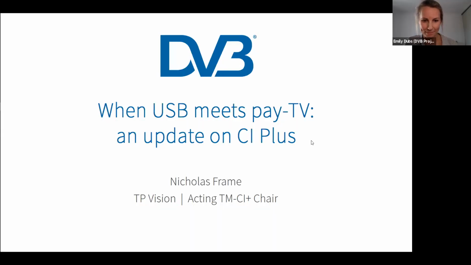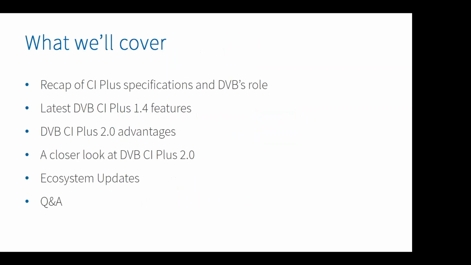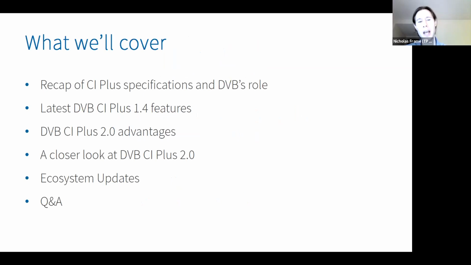All right. So welcome, everyone. So here are the topics we'll be discussing today. We'll start with a quick recap of the different CI Plus specifications, because there are quite a few now, and just to show what they are and where DVB's role is. We'll then look at the latest 1.4 features in a bit more detail. Following that, we'll look at the advantages of DVB-CI Plus 2.0, followed by a closer technical look. And then we'll wrap up with some ecosystem updates, what's been happening and what will be happening in the coming months. And then, of course, we'll answer any remaining questions you might have.